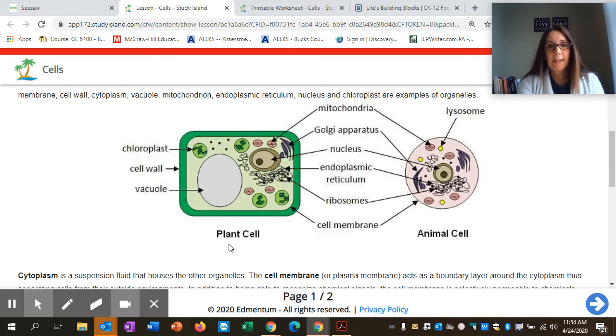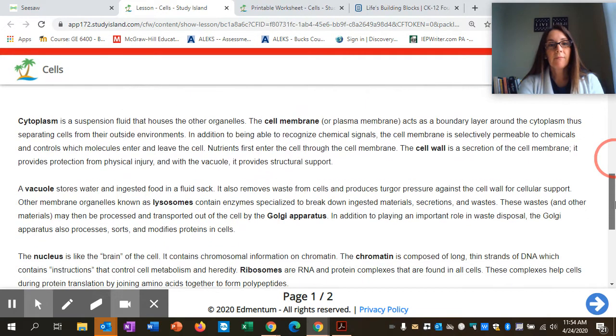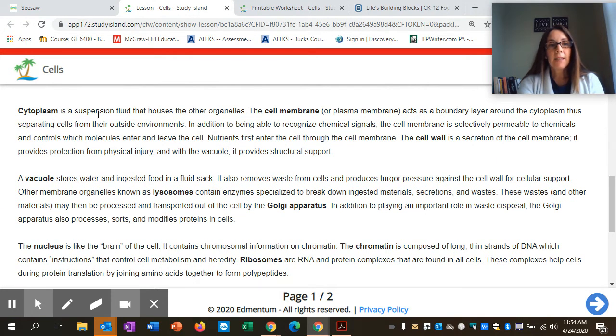Here is a picture of a plant cell and an animal cell. As you can see, they have very similar parts. Cytoplasm is a suspension fluid that houses the other organelles. The cell membrane, or plasma membrane, acts as a boundary layer around the cytoplasm, thus separating cells from their outside environments. In addition to being able to recognize chemical signals, the cell membrane is selectively permeable to chemicals and controls which molecules enter and leave the cell.